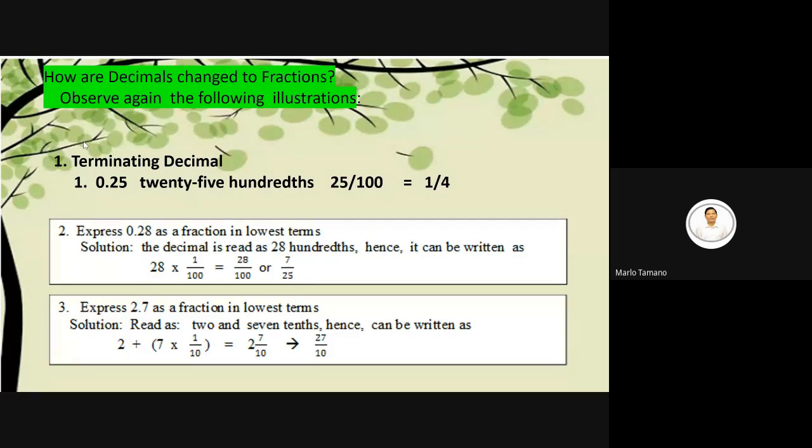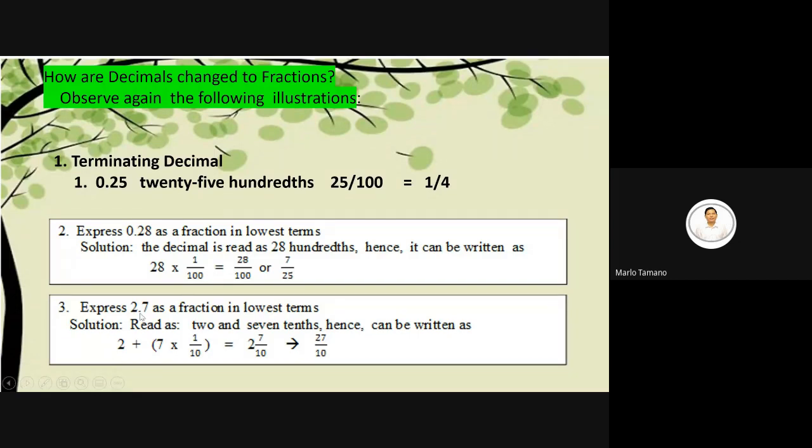Number 2, express 0.28 as fraction in lowest terms. Move the decimal point 2 places to the right. That is 28 over 100. Tapos ilo-lowest term na lang po. That is 7 over 25. Ngayon, ganito po yung solution niya. 28 times, since dalawa po yan sa decimal place po niya, siyempre, 1 over 100 po ang imumultiply natin. So, 28 times 1 is 28 over 100. Ito na po siya. Tapos, sa kanya yung ilo-lowest term.